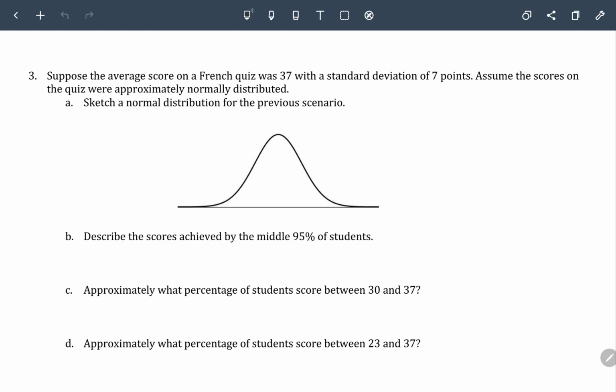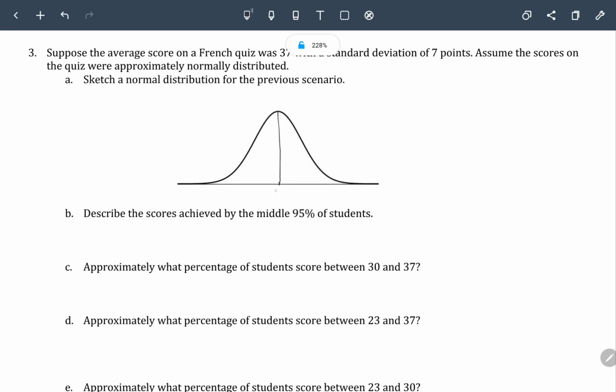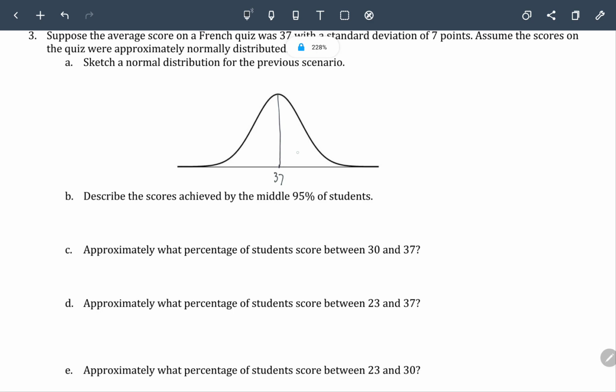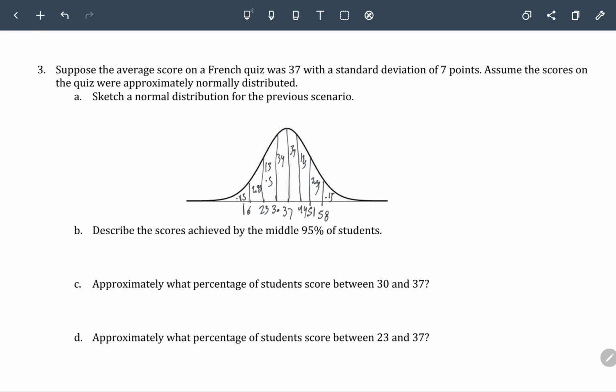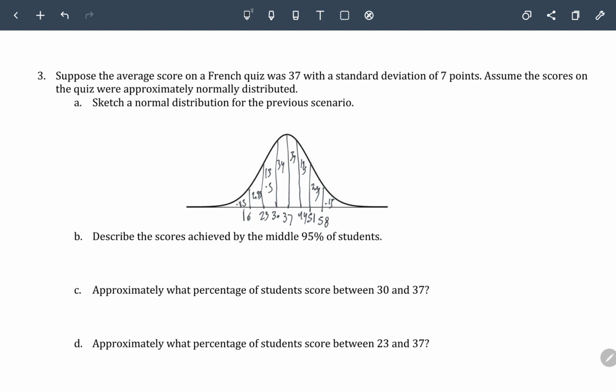Suppose the average score on a French quiz was 37 with a standard deviation of 7 points. Now what we do is we take our average score, which is 37, our mean, and then the standard deviation of 7 points. Now a standard deviation of 7 points is just 37 plus 7 and 37 minus 7. Let's do that right now. Okay, brothers. So coming back to this, we see that the question asks, describe the scores achieved by the middle 95% of students.